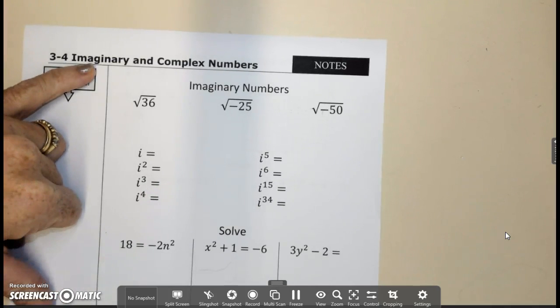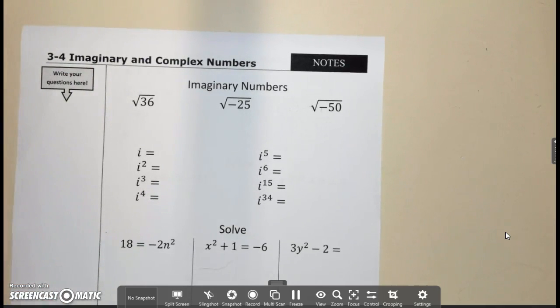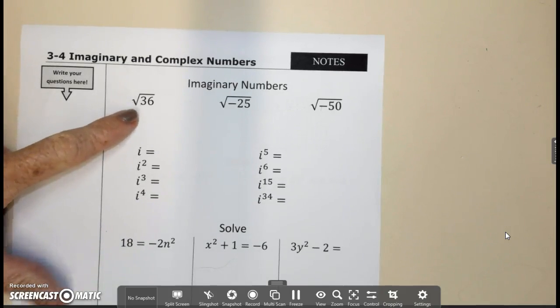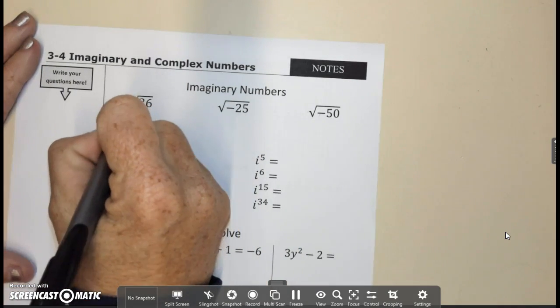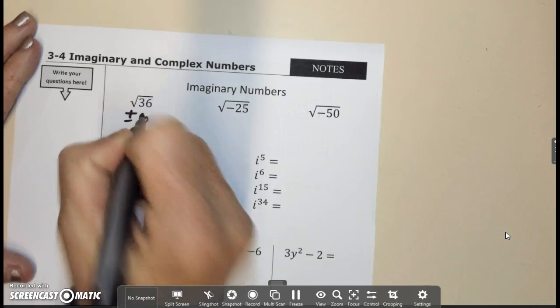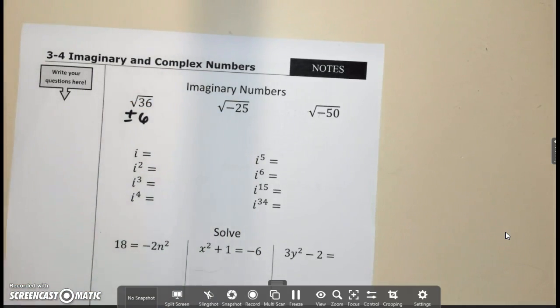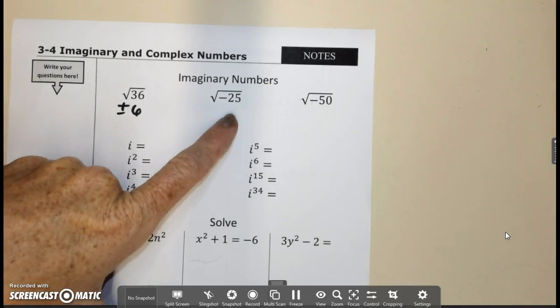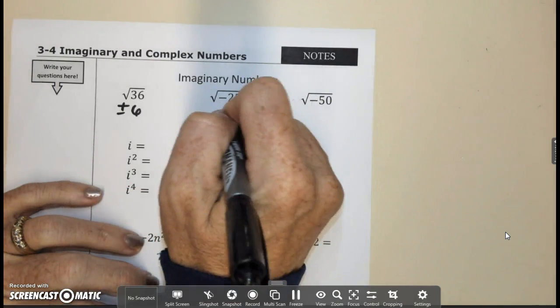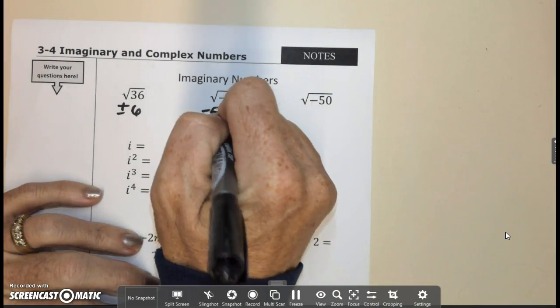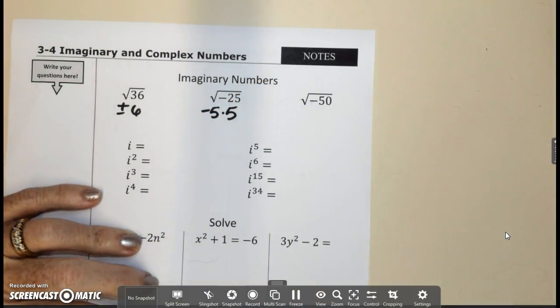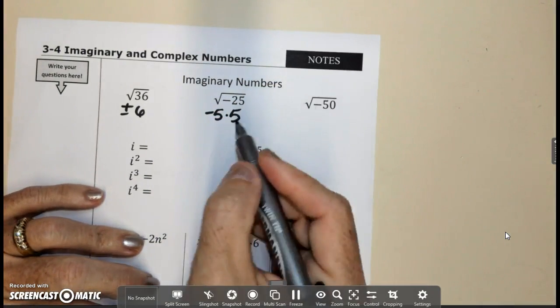So, imaginary and complex numbers always have to deal with radicals and with roots. We know we can take the square root of 36. It's a nice perfect square, and we know the answer to that is plus or minus 6. The problem comes in when we are trying to take the square root of a negative number, because in order to get to negative 25, I have negative 5 times 5, which by default are not the same number, so I can't take the square root of them.